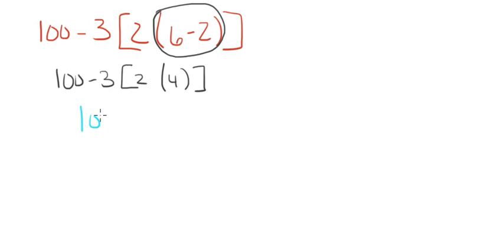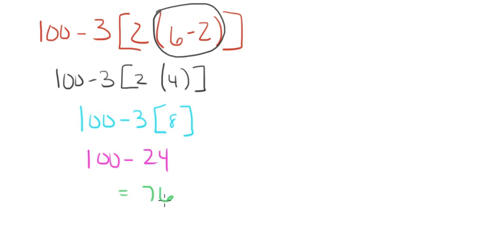So now I'm going to have 100 minus 3, and I have my bracket, and 2 times 4 is 8. Okay, are we okay with that, Julia? All right, and then my next step is to take 100 minus, and then 3 times 8 is 24, and then I finish by having 100 minus 24, which equals 76.